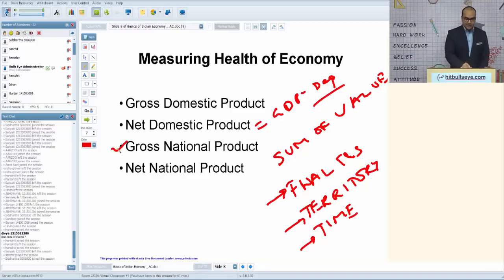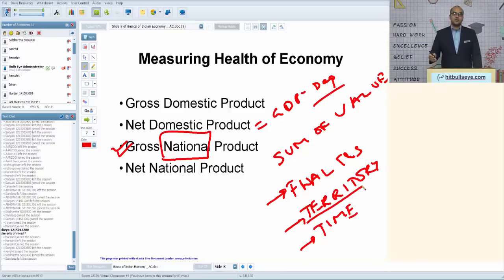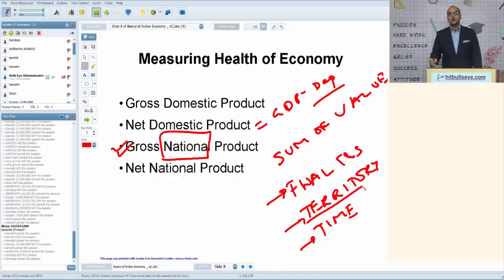Next we have a concept that is gross national product. The key word here is national. So this is based on nationality as opposed to GDP, which is based on territory. The value of goods and services produced by Indians who are working abroad is added to the GDP, and then the value of the foreigners who are working in India is subtracted. That's how you obtain gross national product.